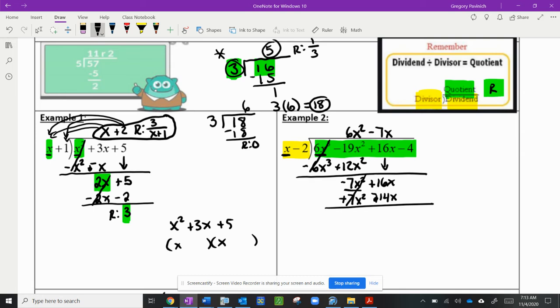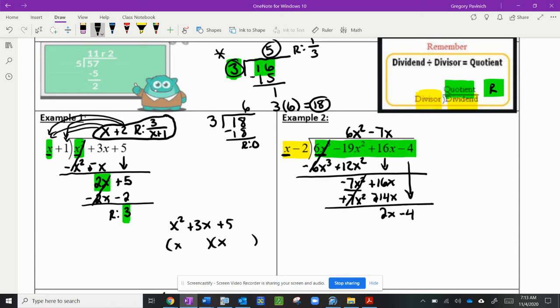And these leading terms will always cancel out because that's my goal every time, is to make them the same term, same sign. So when I subtract, they cancel out. And then 16x minus 14x is 2x. And I'm going to bring down the -4.